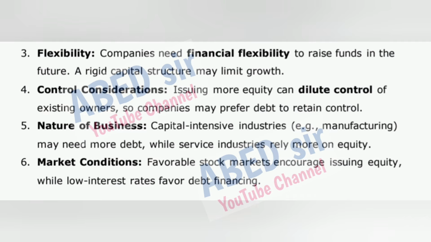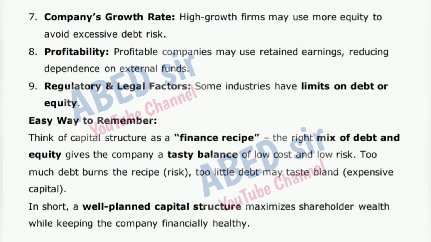6. Market conditions. Favorable stock markets encourage issuing equity, while low interest rates favor debt financing. 7. Company's growth rate. High growth firms may use more equity to avoid excessive debt risk. 8. Profitability. Profitable companies may use retained earnings, reducing dependence on external funds. 9. Regulatory and legal factors. Some industries have limits on debt or equity.